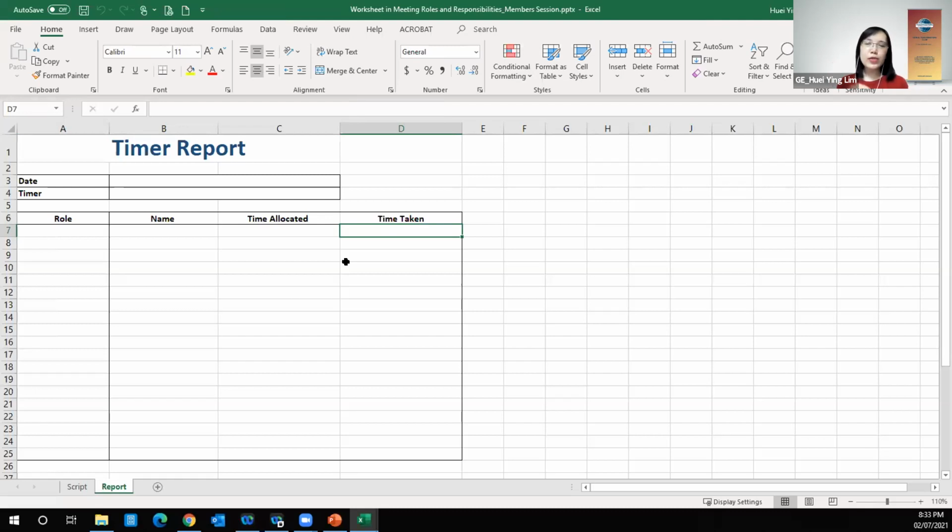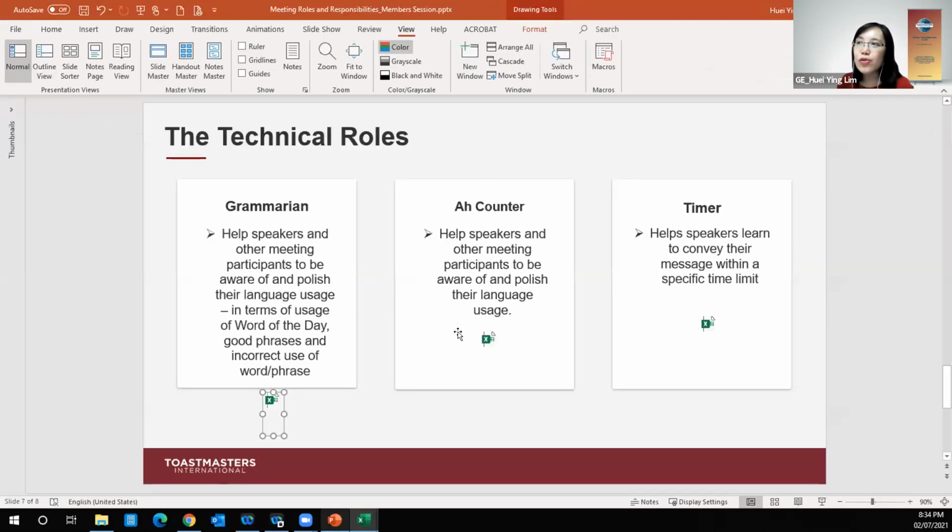Those are just the 3 technical role players. These 3 roles are really important in every meeting to keep the meeting running smoothly. They play a very important role because these 3 technical role players have to pay really good attention throughout the meeting. But it is really beneficial because as you do this, it will improve your language, and it will also improve your time management if you are the timer, to make sure that people don't overrun. So these are the 3 technical roles that you can take up during the club meeting.